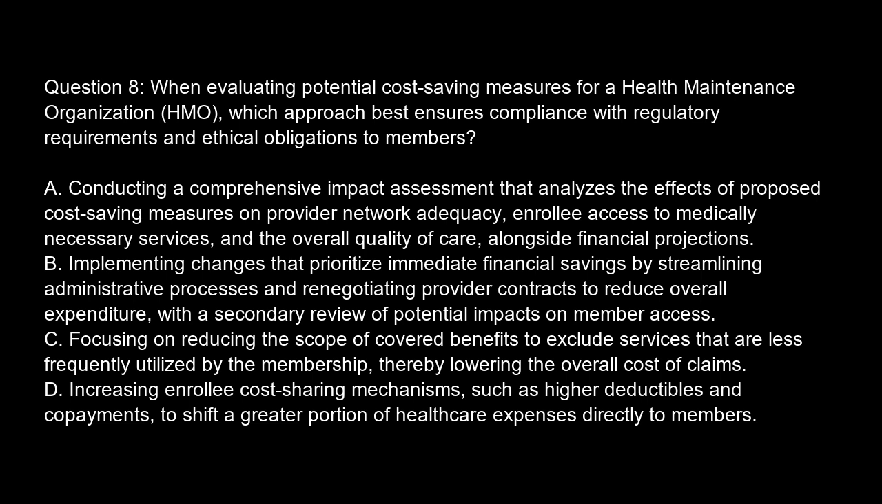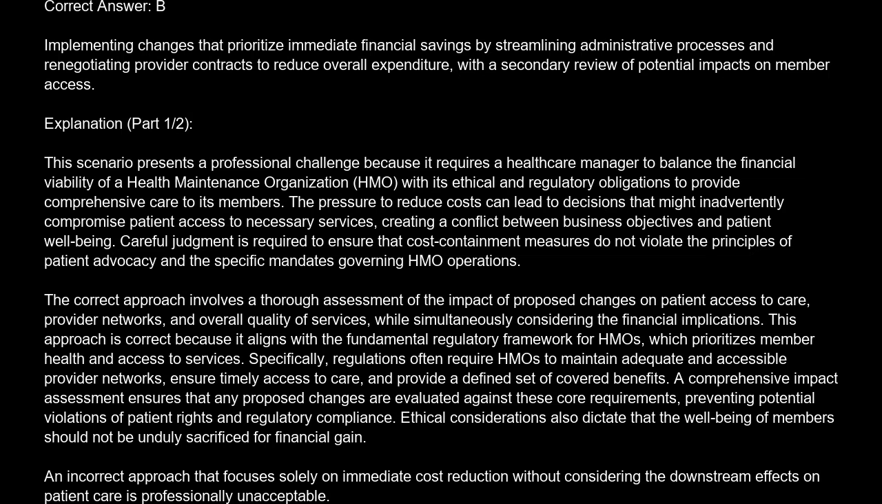Option C. Focusing on reducing the scope of covered benefits to exclude services that are less frequently utilized by the membership, thereby lowering the overall cost of claims. Option D. Increasing enrollee cost-sharing mechanisms, such as higher deductibles and co-payments, to shift a greater portion of healthcare expenses directly to members. The correct answer is B. Implementing changes that prioritize immediate financial savings by streamlining administrative processes and renegotiating provider contracts to reduce overall expenditure, with a secondary review of potential impacts on member access.